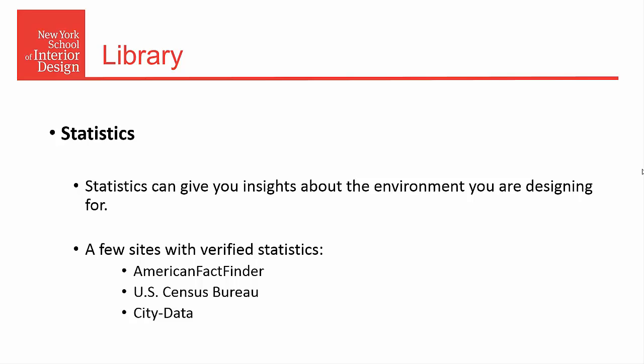Statistics about neighborhoods, cities, and states can give you insights into the types of services and establishments that are already available, such as schools, transportation, or hospitals. Statistics can be found all over the internet, so you must take care to evaluate and verify the information. Generally speaking, government agencies at various levels are required to gather and publish statistical information. A few good sources for finding statistics at these government agencies are American FactFinder, the U.S. Census Bureau, and City Data.